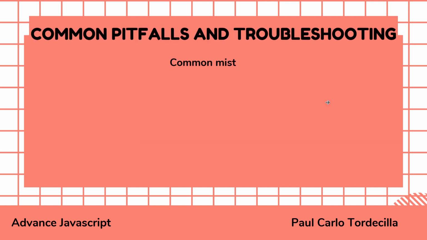Be aware of common pitfalls when implementing event delegation, such as not filtering events correctly or attaching listeners to inappropriate parent elements. We'll also cover some debugging tips to help you troubleshoot issues effectively.